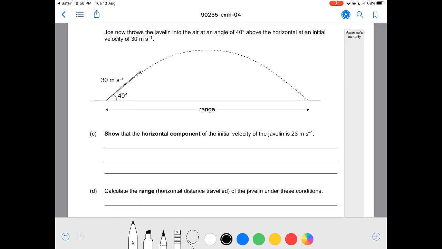If we want to find the horizontal component, we're just going to use our cos rule. So cos of 40 is equal to the horizontal component over 30. So cos 40 times 30 equals VH. Some calculator work should come out very close or exactly to 23. So cos of 40, multiplied by 30, gives an answer of 22.98 meters per second, which rounds to 23.